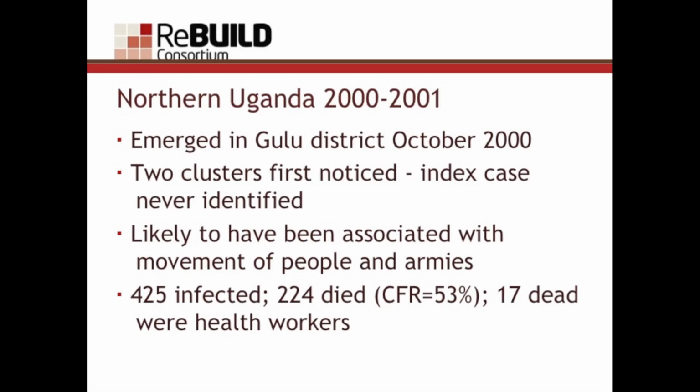So we'll come back to some of those points, but I'm now just going to quickly go over some of the things that we know happen, partly from rebuild research, partly from the literature, in the 2 Ebola outbreaks that are the case studies. So in northern Uganda, 2000 to 2001, it emerged in Gulu district in the center of the conflict in October 2000. 2 clusters were first noticed, one in a funeral party. I can't remember where the other one was, but the index case was never identified, which speaks a bit, I think, to the levels of chaos around, that they weren't able to trace back to the index case, even in the way that they largely have in Guinea.